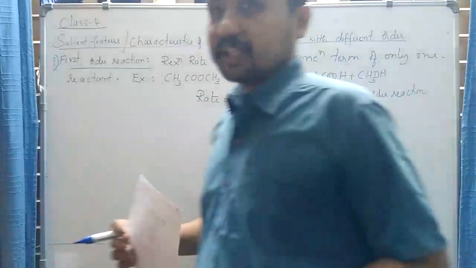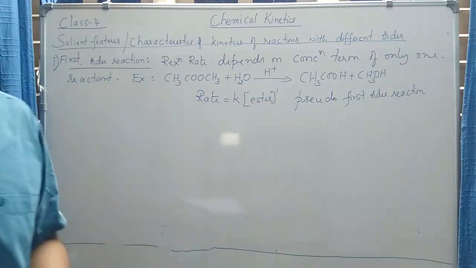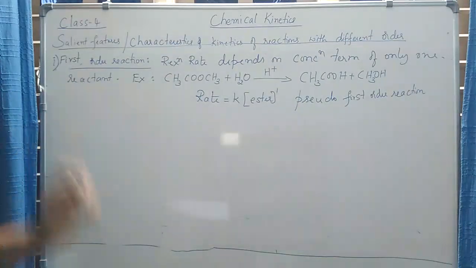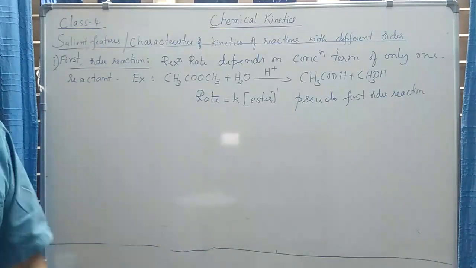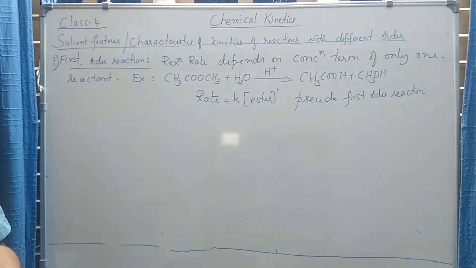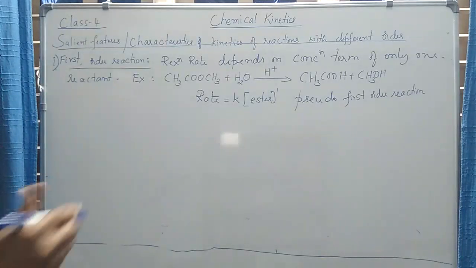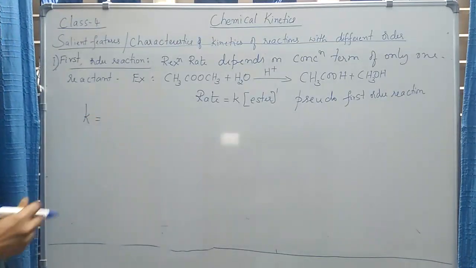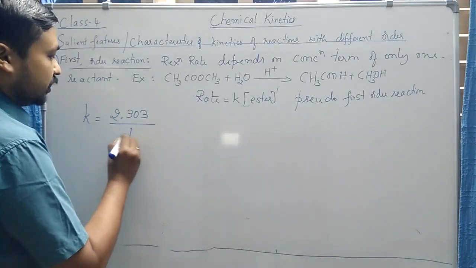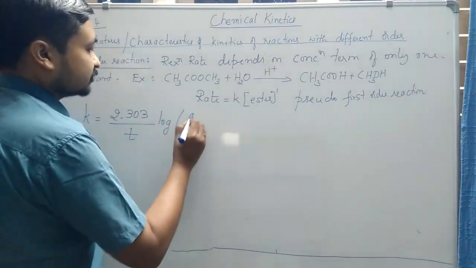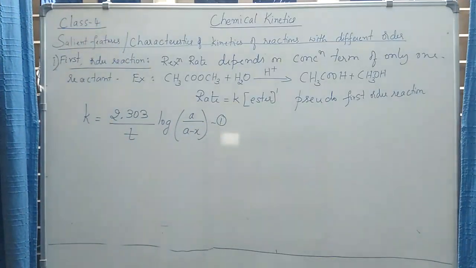You can derive the expression for rate constant by using the same procedure that I demonstrated for the zeroth order reaction. Write the reaction scheme, substitute it in the rate equation, rearrange and integrate, find the integration constant, and you will get the value of k. I will not do all those things because they are not in your syllabus, so I will directly give the expression for k. For a first order reaction, rate constant k is equal to 2.303 divided by t into log of a by a minus x. This is the expression for the rate constant of a first order reaction.